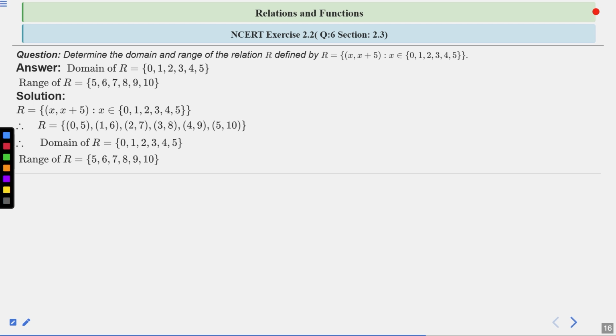For range, it is quite simple: we just collect all the second elements. So what are we getting? 5, 6, 7, 8, 9, 10 as our range set.